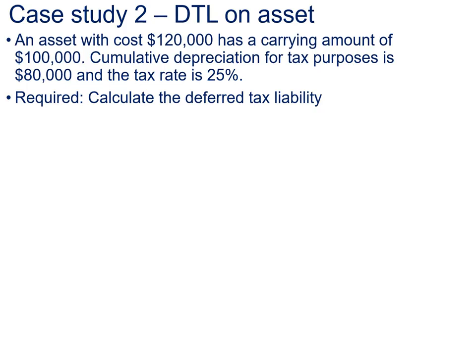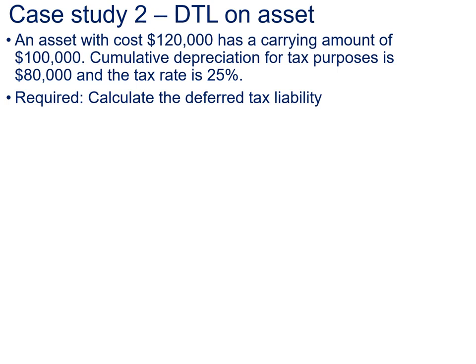How about for assets? Case study 2. Deferred tax liability on asset. So an asset with a cost of 120,000 has a carrying amount of 100,000. Cumulative depreciation for tax purposes is 80,000, and the tax rate is 25%. We need to calculate the deferred tax liability. So somewhat similar to the first example that we are looking at.